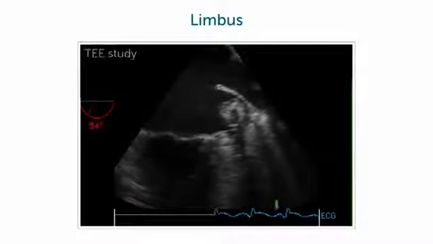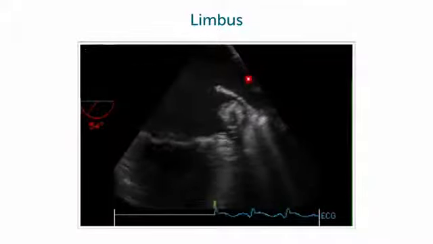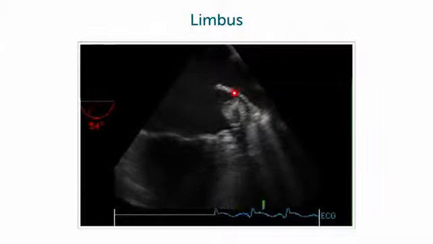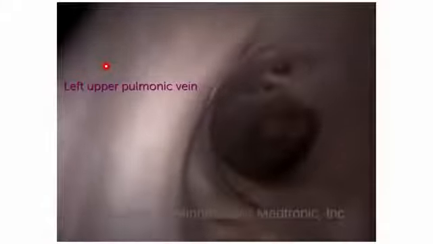Here is a transesophageal study that shows you the ridge. Here is the left upper pulmonic vein. This is the ridge, and this is a thrombus. Let's see how the limbus looks from inside the heart. This is the left atrial appendage, the trabeculations you see here, and this here is the limbus. Right here would be the left upper pulmonic vein.